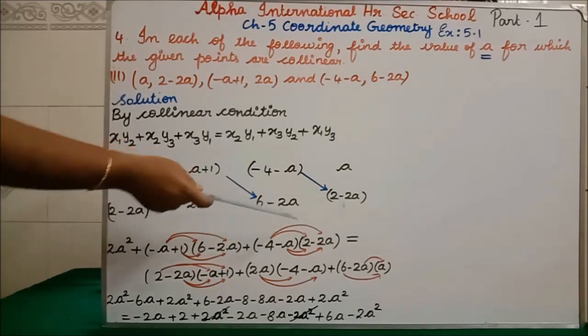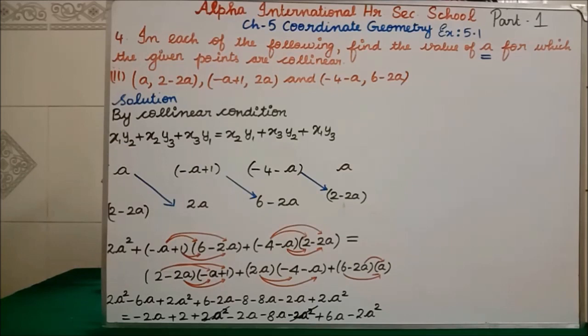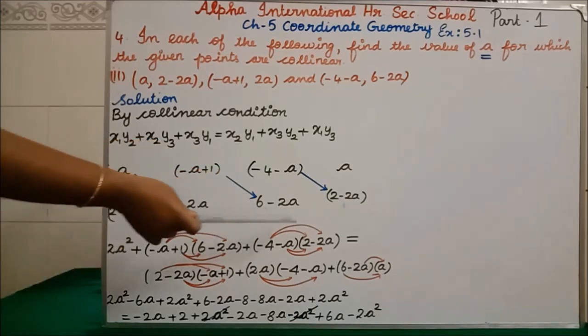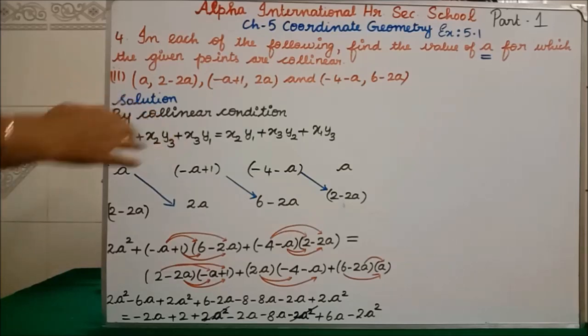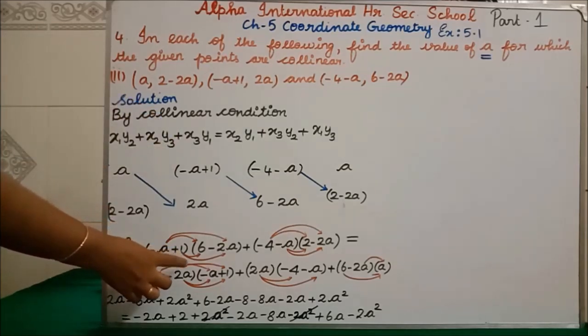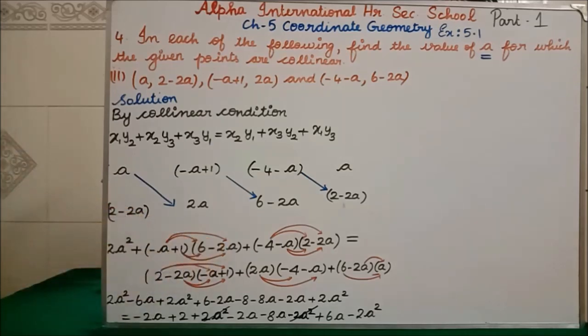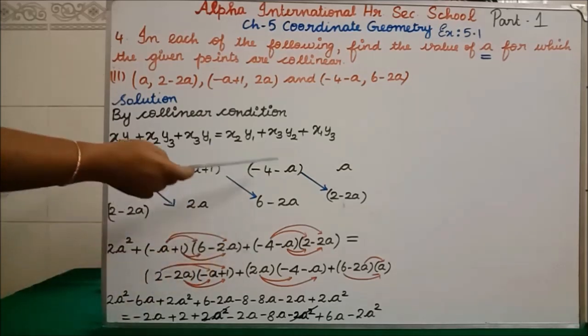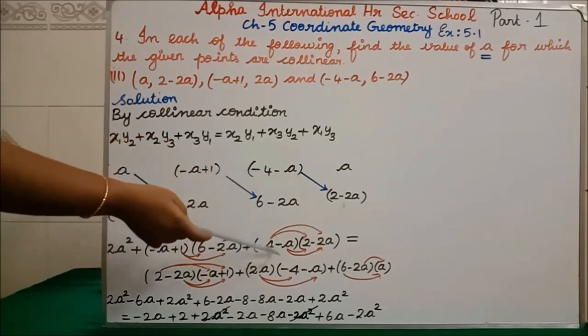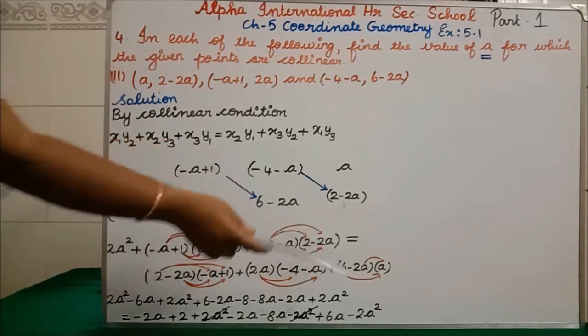Here 6 minus 2a. These are what? Both are binomial. Binomial means two terms we are having. This is also binomial. So we cannot directly multiply. First we write both in brackets: minus a plus 1, here 6 minus 2a, in between plus. Next here also two binomials we are having, minus 4 minus a, then into 2 minus 2a.